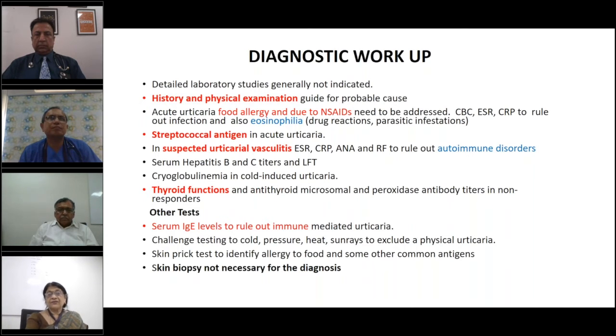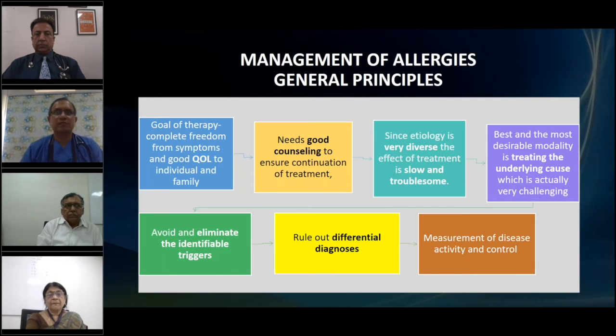Then in vasculitis, we should rule out ANA, rheumatoid factor, and other autoimmune disorders. Cryoglobulinemia in cold-induced urticaria. Thyroid function is very important because thyroid disease can also cause urticaria-like lesions. Serum Ig levels to rule out immune-mediated causes. Then we have all the causes, and according to the cause, we have to investigate them.